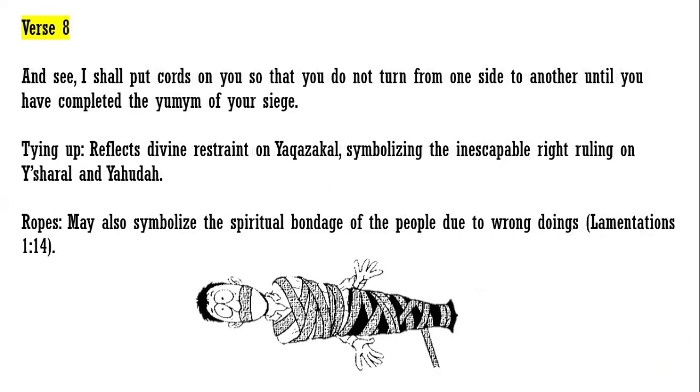So verse 8, and see, I shall put cords on you so that you do not turn from one side to another until you have completed the yomim of your siege. Now, tying up reflects divine restraint on Yechezqel, symbolizing the inescapable right ruling on Israel and Yehudah.